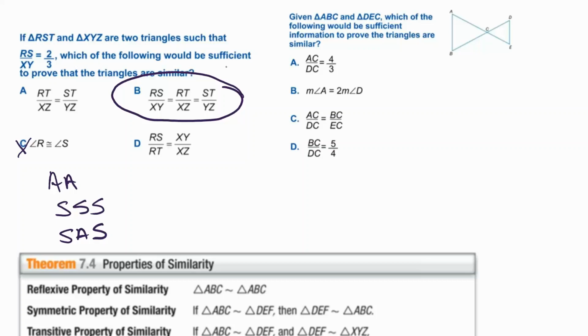Given that triangle ABC and triangle DEC, which of the following would be sufficient information to prove the triangles are similar? Well, we know for sure that the vertical angles are congruent, so we really need to show two sides. So AC over DC equals BC over CE would be the solution to that one.